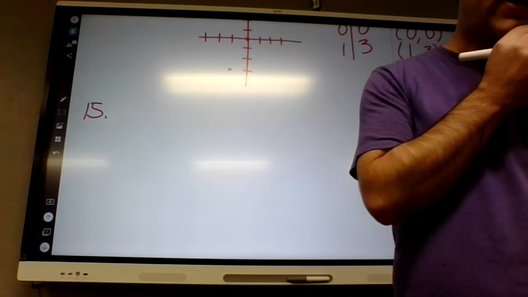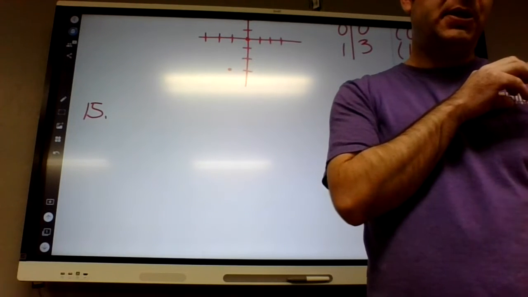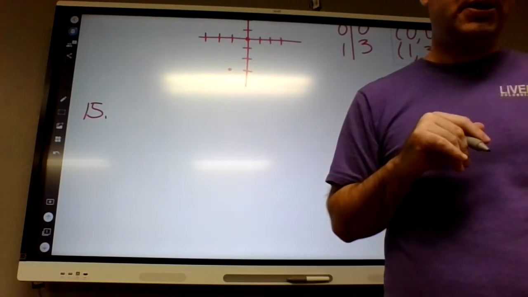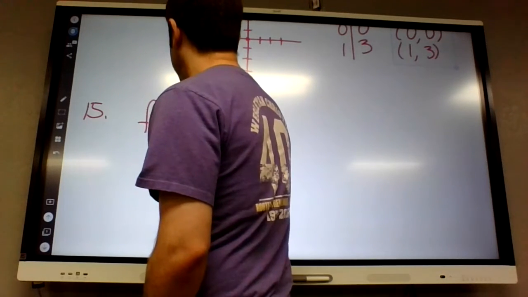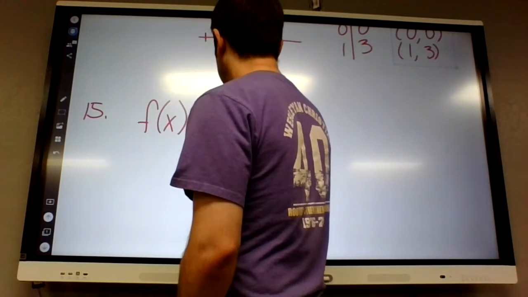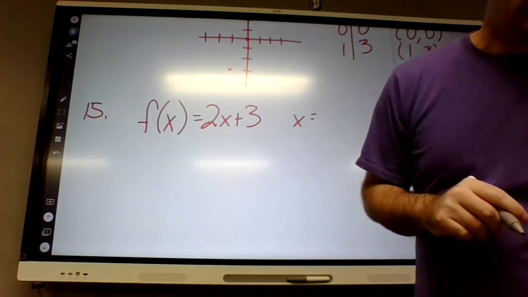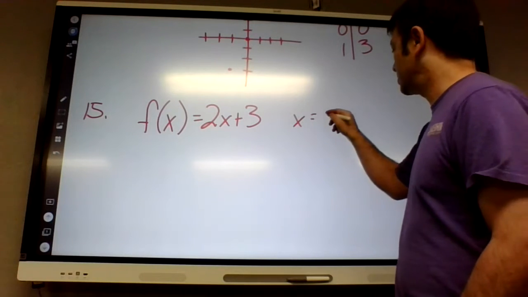Okay, 15, they did use function notation. Did you guys notice? They replace the y with f of x. It doesn't matter, you're doing the exact same thing. f of x equals 2x plus 3. And then we're supposed to use x equals negative 2, 0, 1 half.